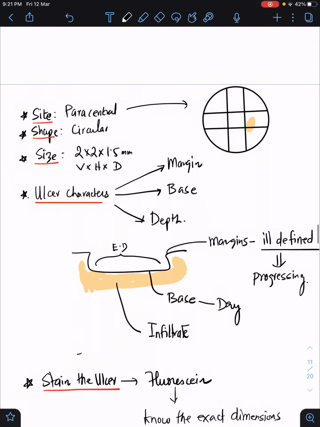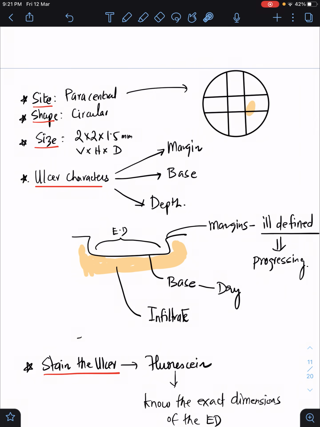Now, coming to the description of the corneal ulcer, always mention the site, shape and size. Very, very important. Site is paracentral. Some examiners would like you to draw lines, divide the cornea into 9 quadrants, and describe the exact location of the corneal ulcer. A simpler way would be just to say whether it is central, paracentral or peripheral. The shape for our patient was circular.